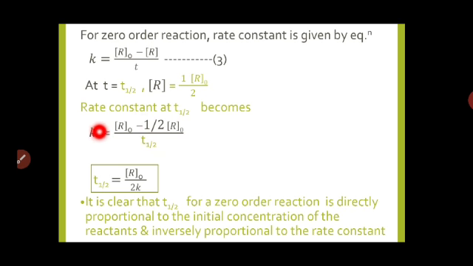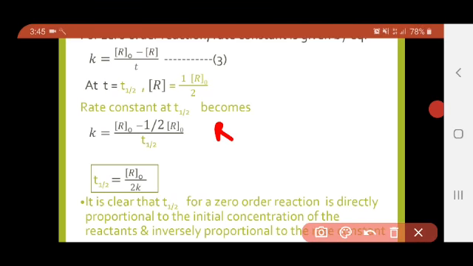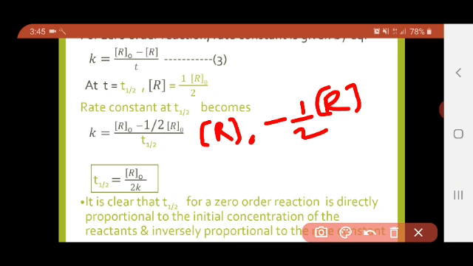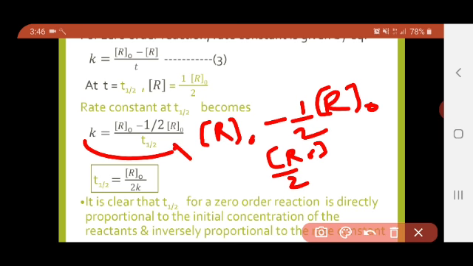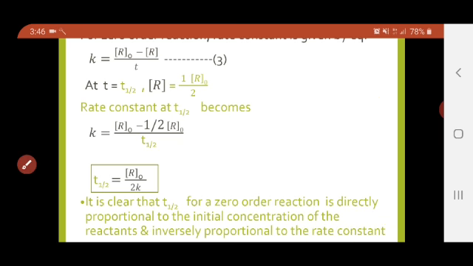Now taking this t half to this side, and K we will bring to the denominator. So t half is equal to R naught minus half R naught, divided by K. R naught minus half R naught will become half R naught, which we can write as R naught by 2. Then K will come to this side, so 2K will come. Now what is the expression? t half is equal to R naught by 2K.